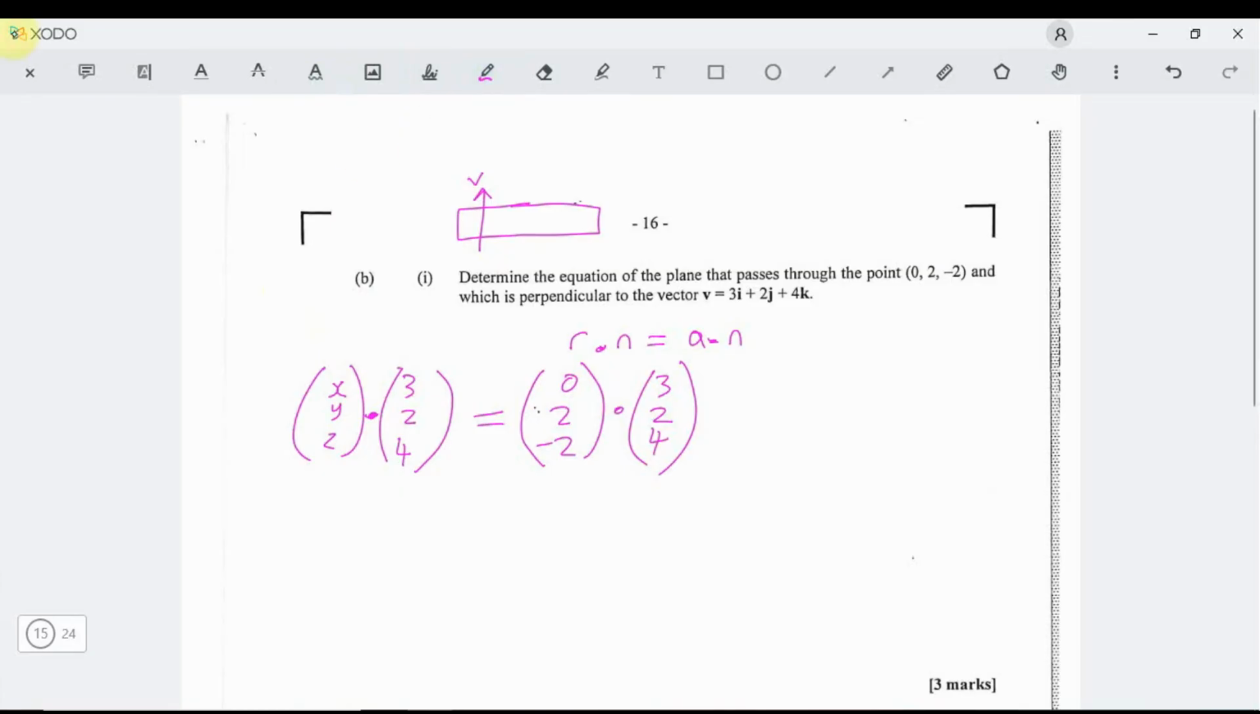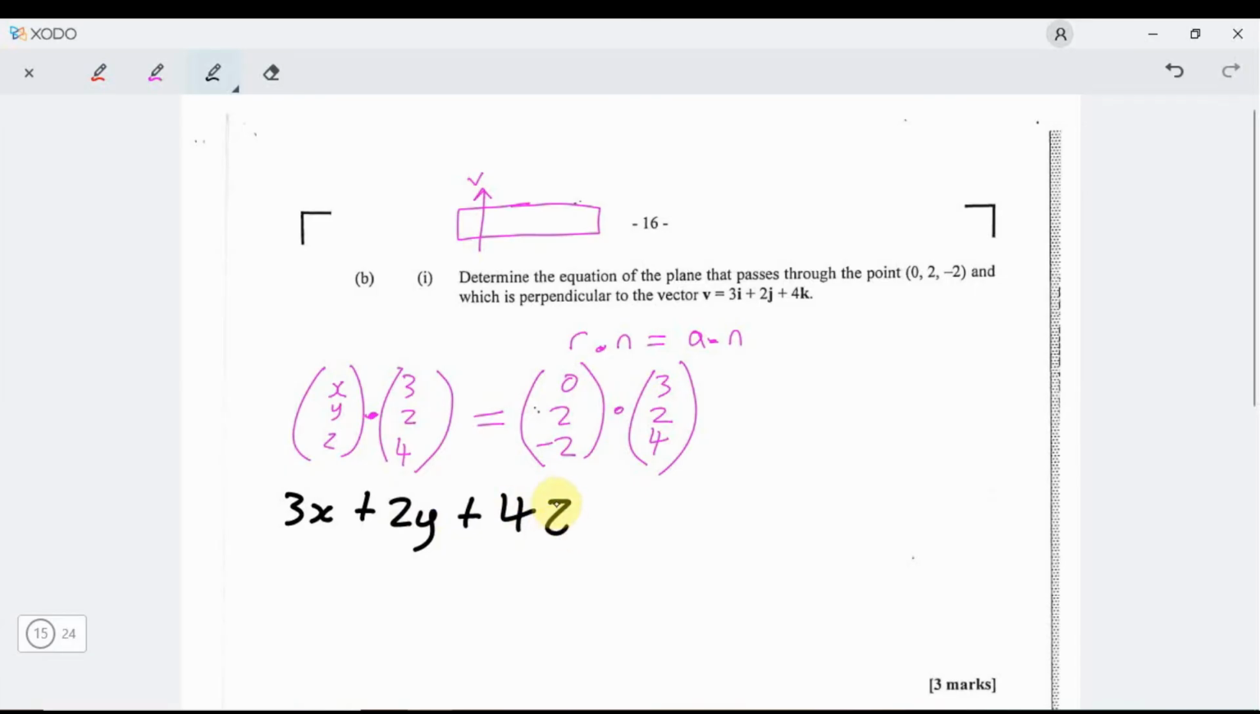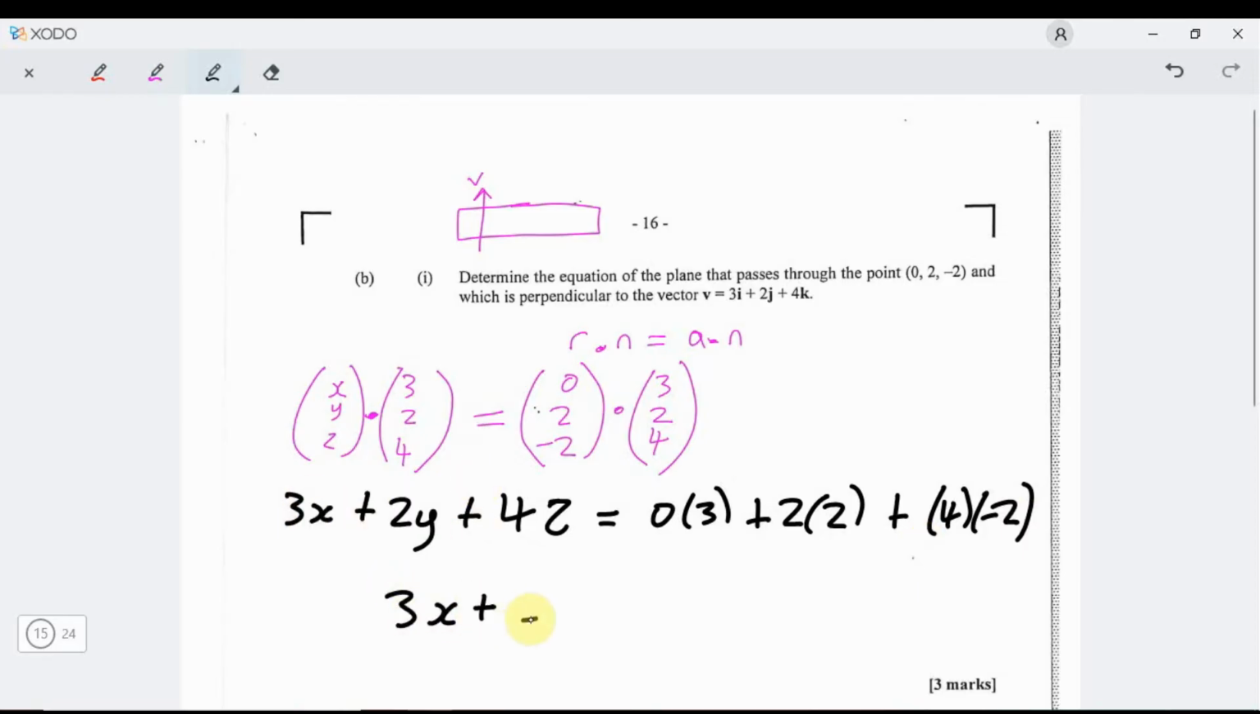Working it out, the dot product now. So multiply x terms. X times 3 is 3x plus y times 2 is 2y plus 4 times z is 4z equal to 0 times 3 plus 2 times 2 plus 4 times negative 2. So the equation of the plane is 3x plus 2y plus 4z equal to 0 plus 4 minus 8, and 4 minus 8 is negative 4. That's your answer. Easy.